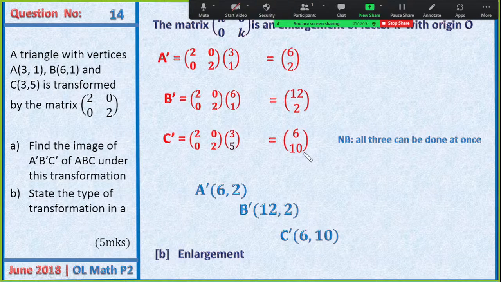That brings us to the last question. We'll be looking at paper 2 on Wednesday. Paper 2 part B on Wednesday. That is the essay part.